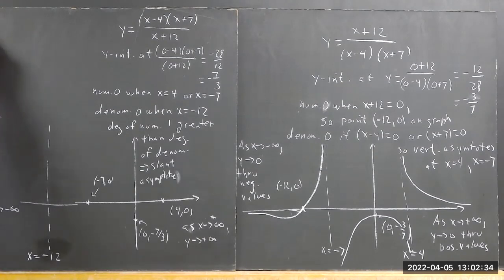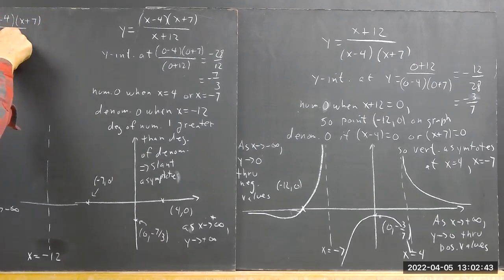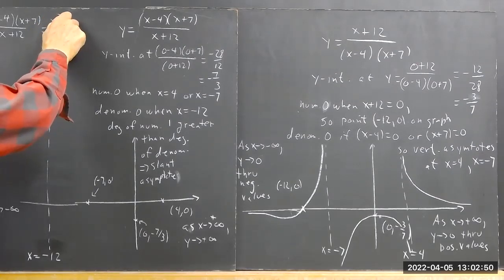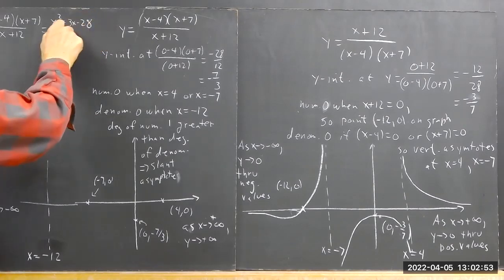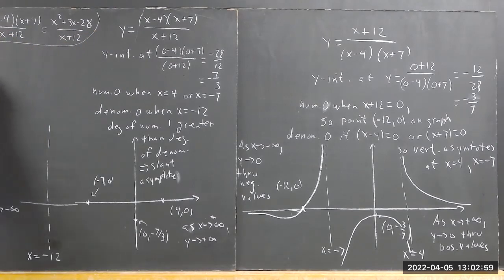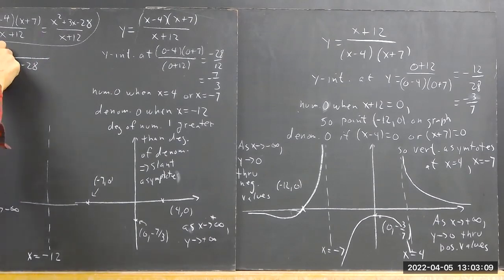For the slant asymptote, well, first of all, y equals (x minus 4)(x plus 7) over x plus 12. We need to expand. This is x squared plus 3x minus 28 over x plus 12. We divide x plus 12 into x squared plus 3x minus 28, and we're going to get x here. x times x plus 12 is x squared plus 12x. We're going to make a little note that we're going to subtract these.